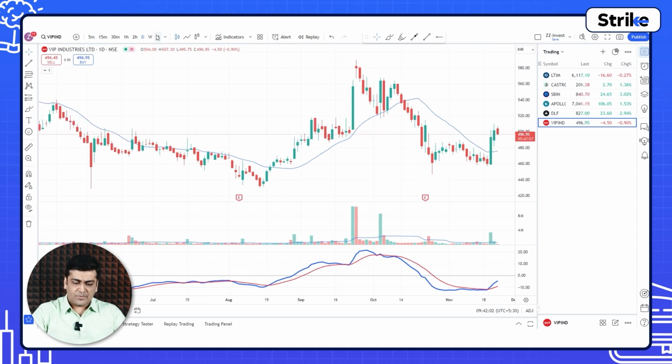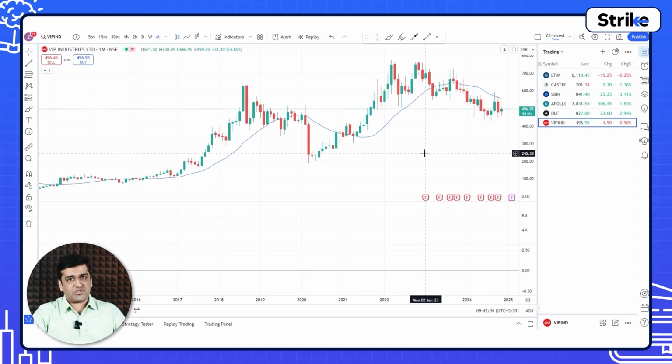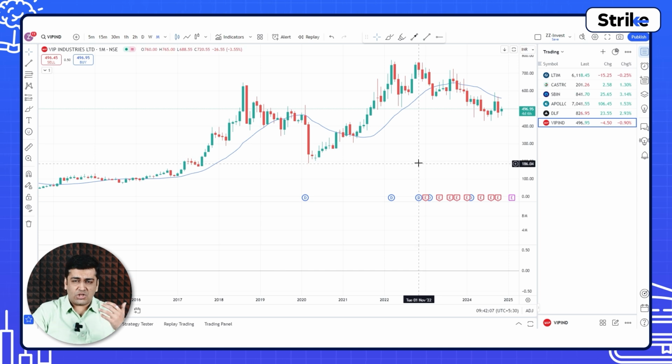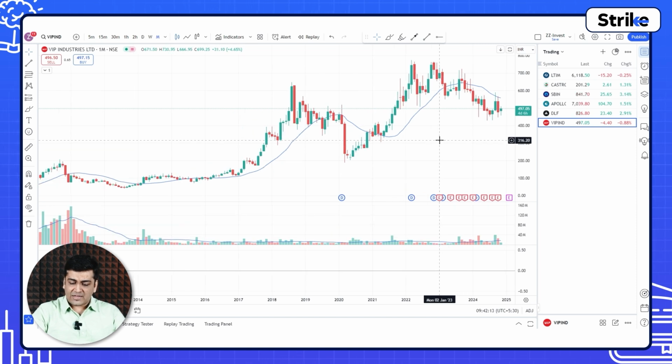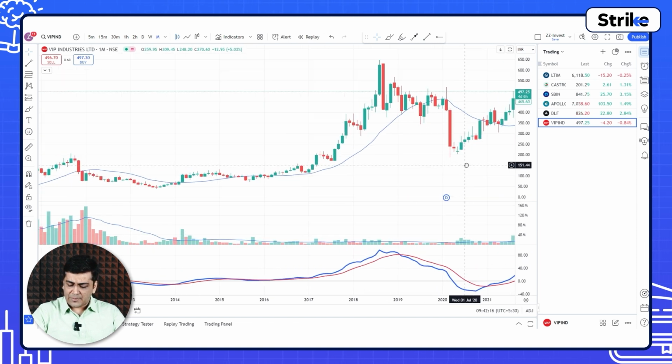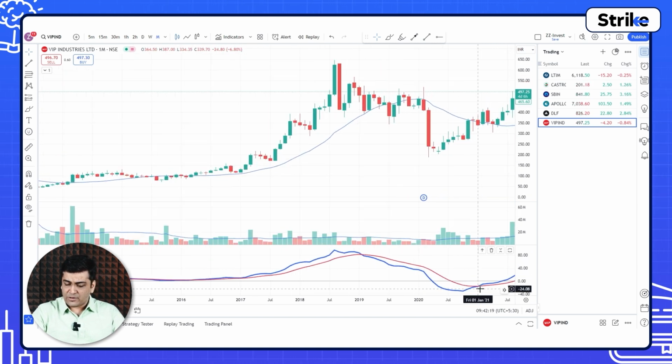Now the same thing can be looked at on a monthly time frame chart as well. If you are a positional trader and want to keep positions open for a couple of months or 3 or 4 months, then what can be done is wait for a MACD crossover below the zero line over here and wait for prices to cross above the 20-month simple moving average. And once it does over here, this is where you can buy.